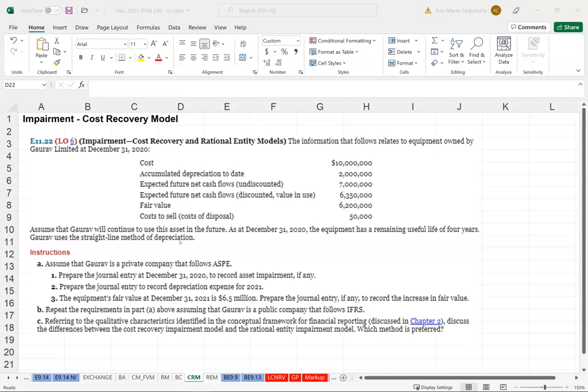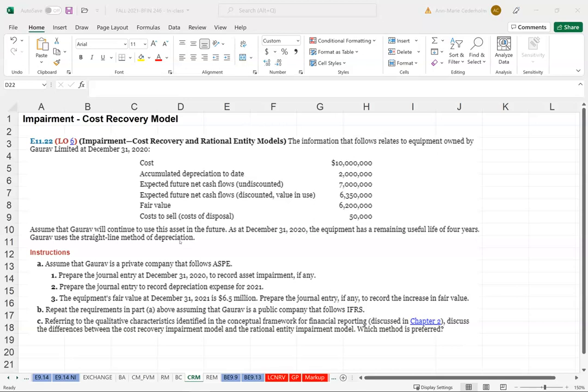The information that follows relates to equipment owned by Gaurav Limited at December 31st, 2020. So we have the cost, accumulated depreciation to date, expected future net cash flows undiscounted, expected future net cash flows discounted, fair value, and cost to sell. Assume that Gaurav will continue to use this asset in the future.